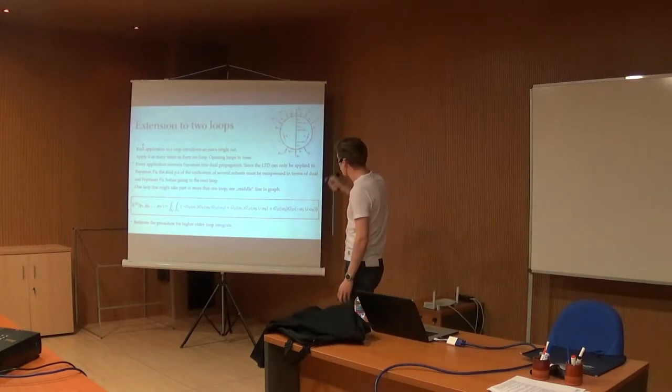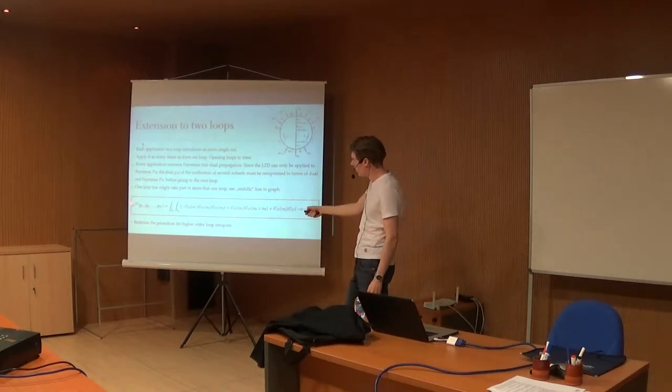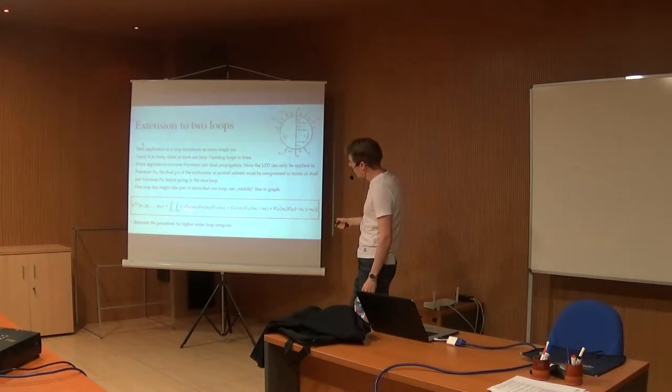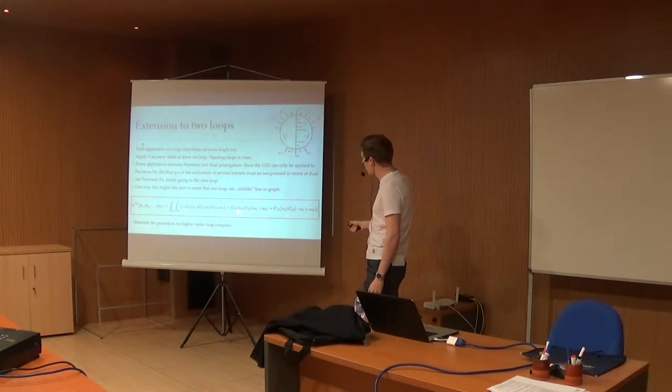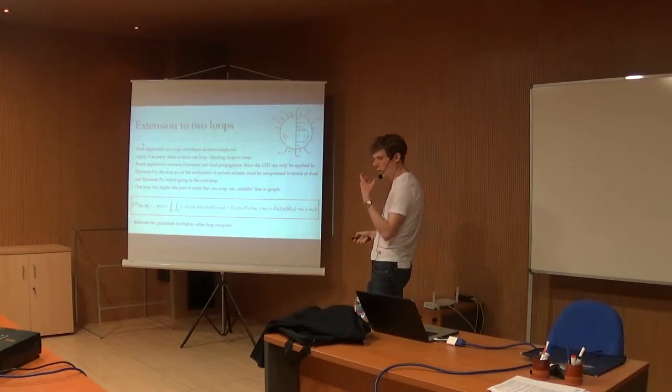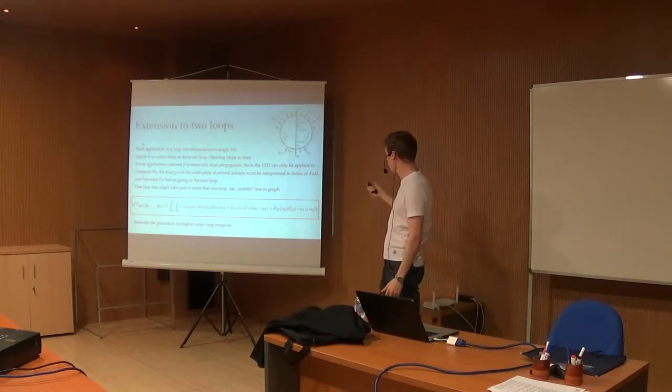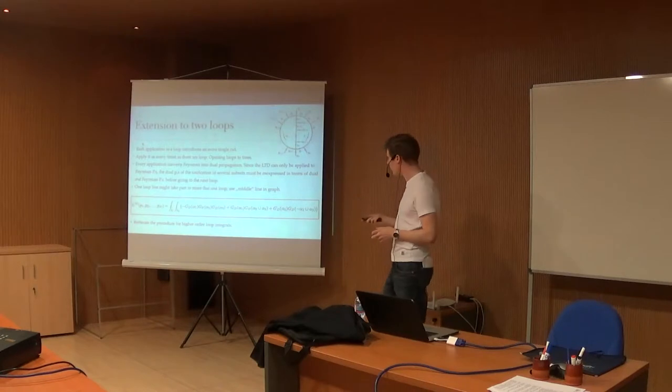And for this two loop graph, this has been done, and the result is what you see here in the red box. You see that there are always two dual propagators in each of the contributions, which means that we get an object which is cut twice. And of course, this is a systematic procedure, which means you can easily go ahead and apply it to higher order loop integrals. There's nothing that stops you from going through your diagram step by step.